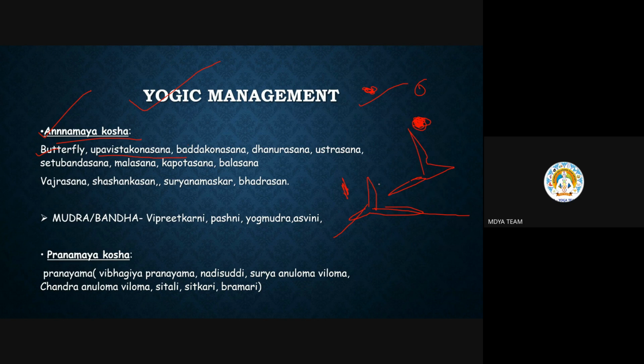That is another condition. But normally, in simple terms, we go for Baddha Konasana, Dhanurasana, Ustrasana, Setu Bandhasana. And usually for PCOD girls, we give the obesity practices only. Dynamic practices we have to give them, to burn it out.